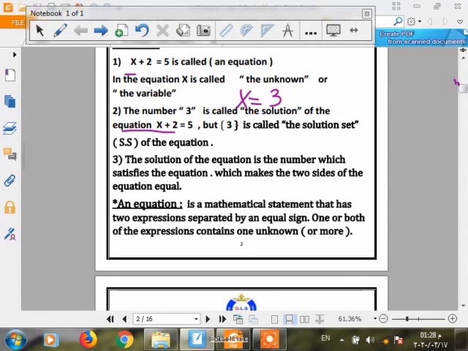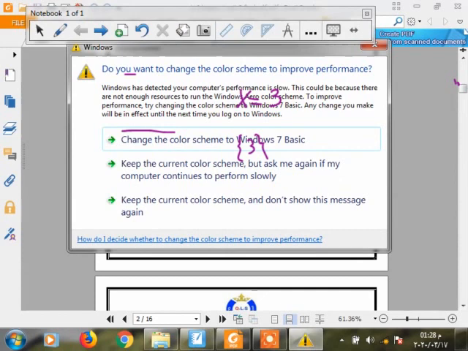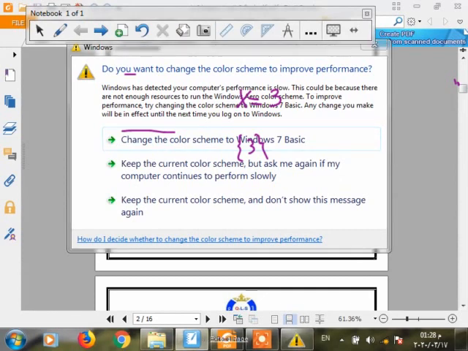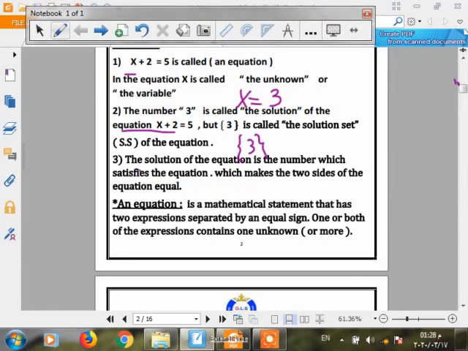What if I write 3 between braces? It's called the solution set. So the solution is 3, but the solution set is the set of 3. Now we must know the meaning of the solution of the equation. The solution of the equation is a number which satisfies the equation, which makes the two sides of the equation equal.